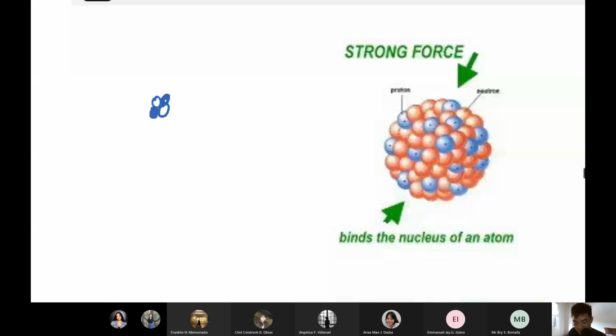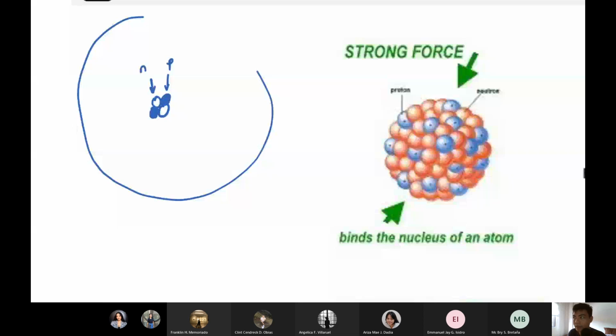Okay. You have the protons, you have the neutrons, di ba? Itong black, ito yung proton, ito yung neutron, then around it you have your electrons, di ba? Okay? So, di ba ganun? Proton, neutron sa gitna, electron nasa paligid. So, siguro magtataka kayo, no?